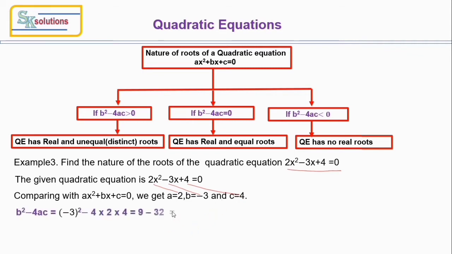So on calculating b² − 4ac, we get it is −23. So −23 is a negative number, which is less than 0. If b² − 4ac is less than 0, our condition is that the quadratic equation has no real roots. So we conclude in this case the quadratic equation has no real roots. So this is the topic about nature of roots of quadratic equation. You can get one question from here.